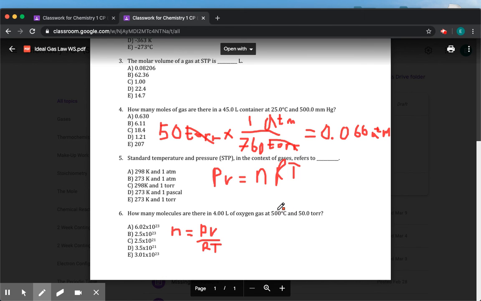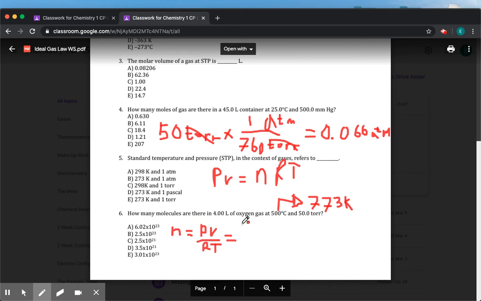Now I need to convert Celsius to Kelvin. To go from Celsius to Kelvin, just add 273. So this is going to be 773 Kelvin. So now I have everything I need.